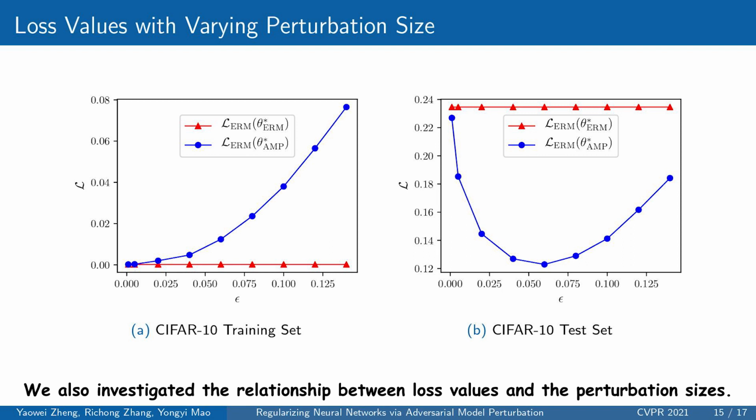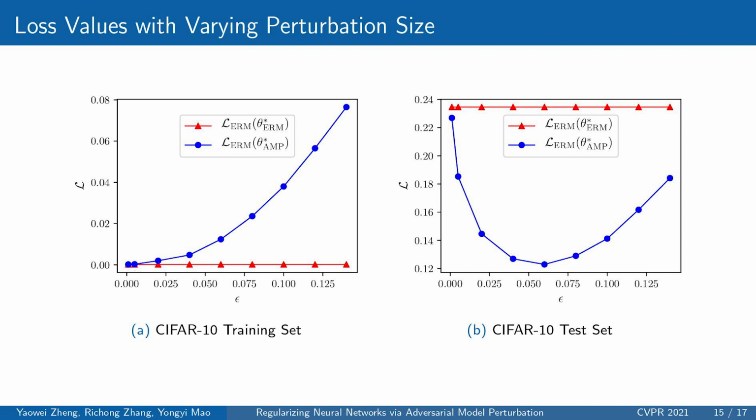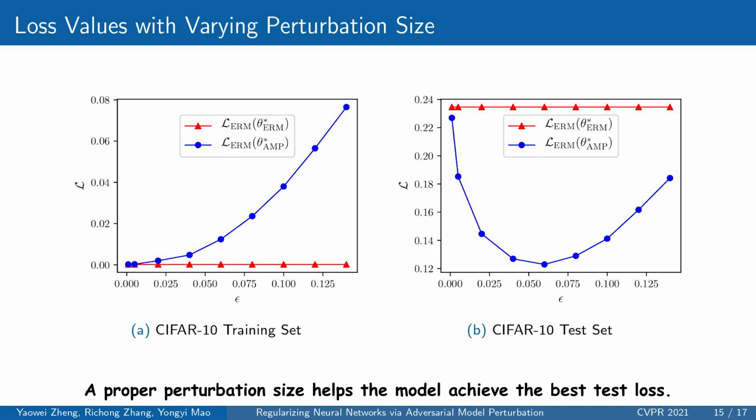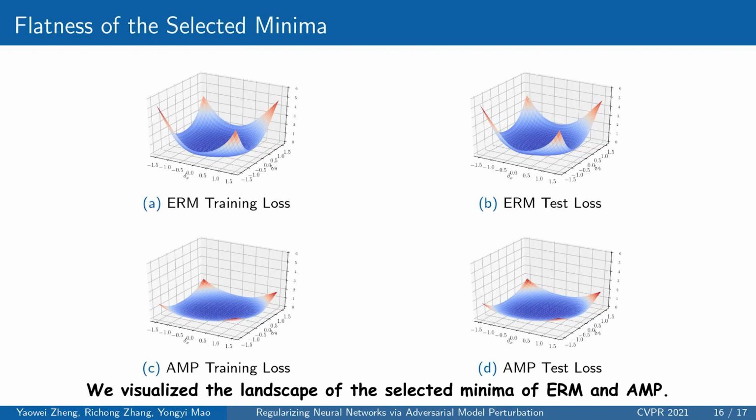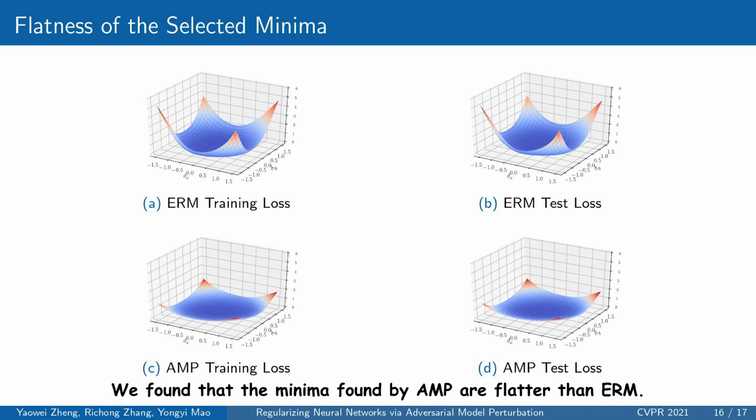We also investigated the relationship between loss values and the perturbation sizes. The proper perturbation size helps the model achieve the best test loss. We visualized the landscape of selected minima of EM and AMP. We found that the minima found by AMP are flatter than EM.